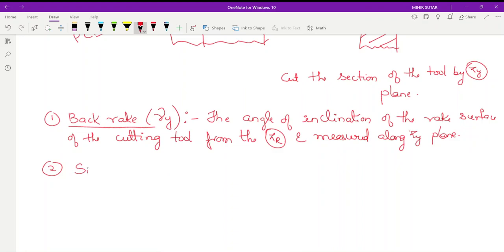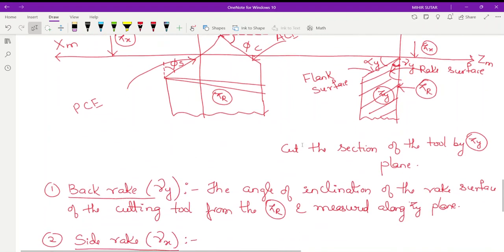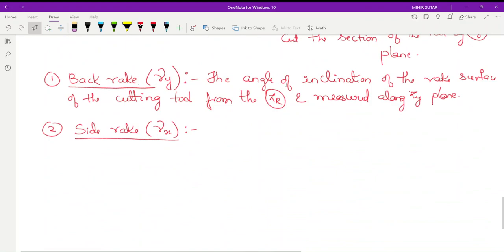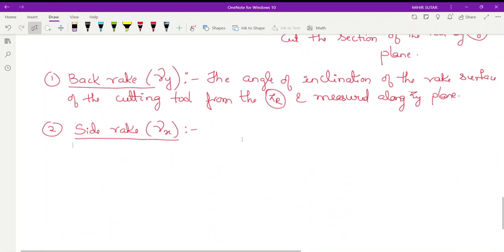Then number two, side rake. Side rake is given by gamma, and side rake means your gamma x. Let's go to the figure and we can define side rake gamma x. It is the angle of inclination of the rake surface of the cutting tool from the reference plane, but measured along the pi x plane. Earlier, what is gamma y? It was the same thing, but it was measured along the pi y plane. Side rake is the same angle of inclination of the rake surface of the cutting tool from the pi r plane, but it is measured along the pi x plane. That is the only difference.